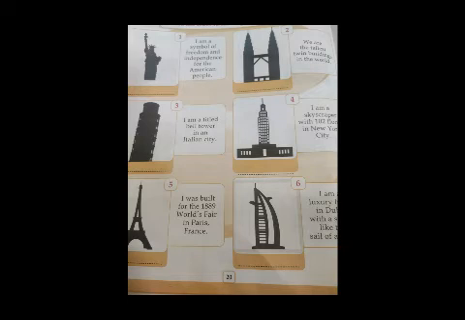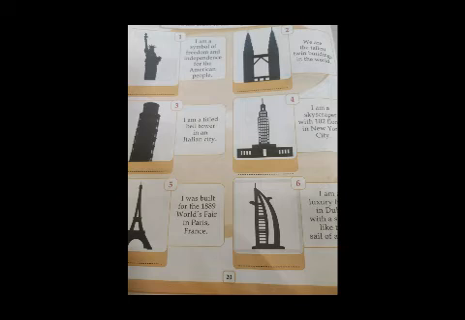Okay children, now see the exercise part. In the exercise part, you can see silhouettes of famous landmarks. You have to read the clues to identify the landmarks. I have explained the landmarks and the silhouettes of these landmarks, so you can do this as your homework.